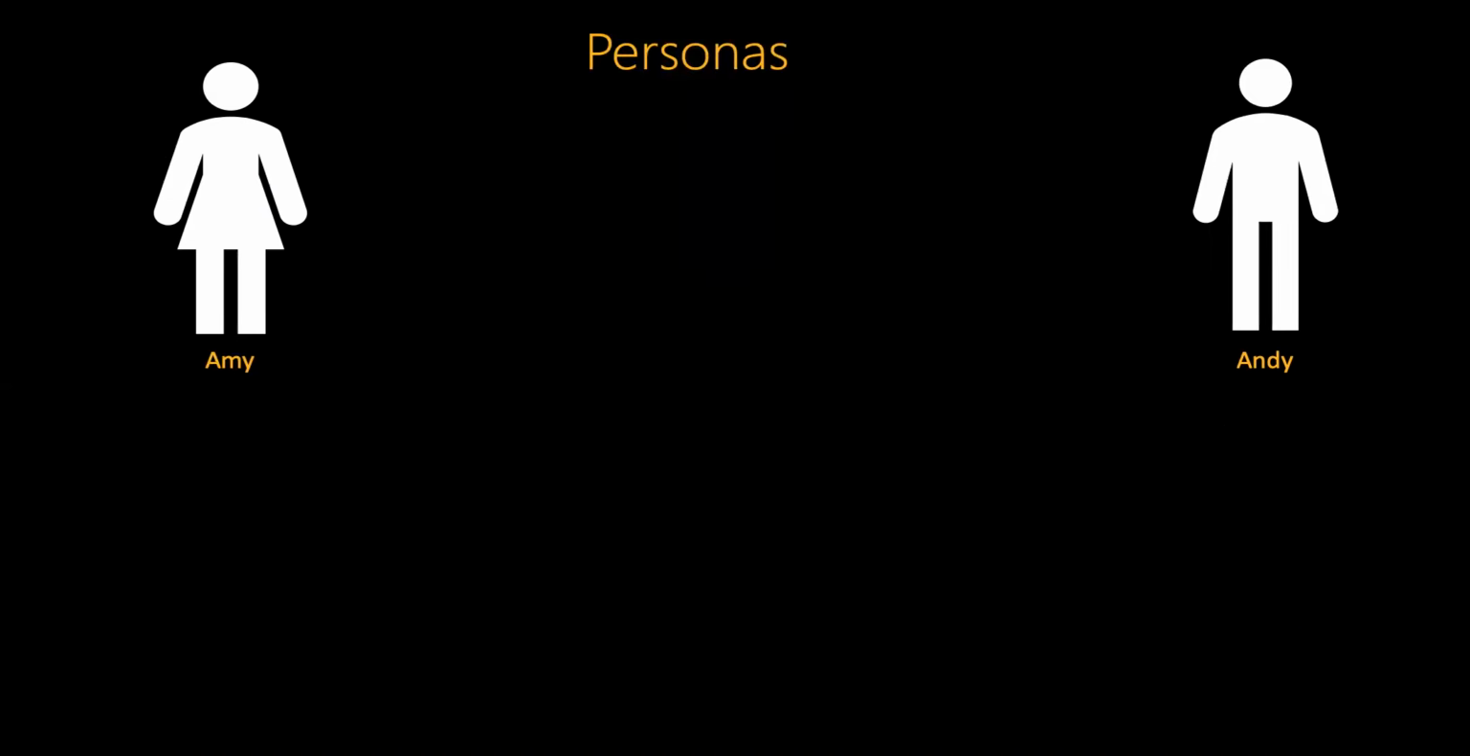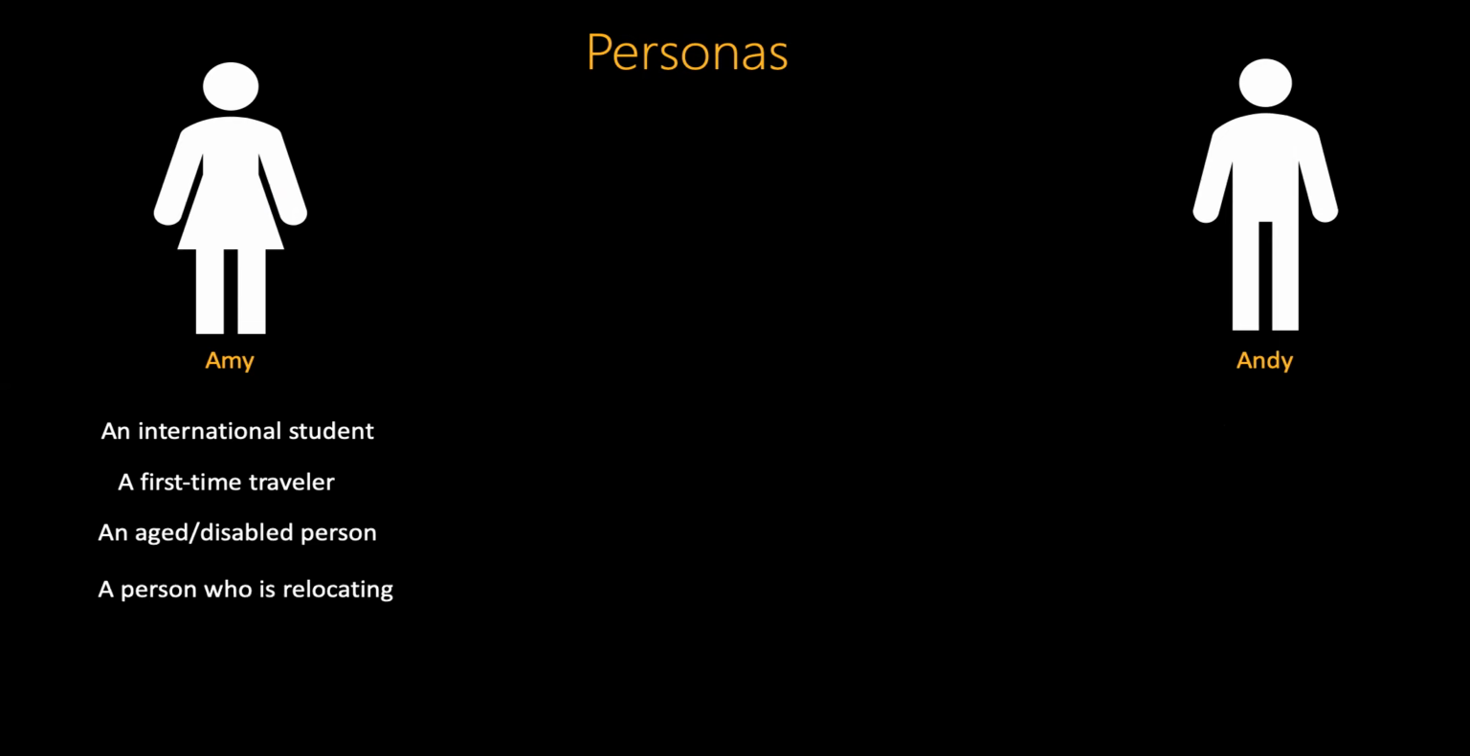So who are my personas? Basically, there are airline travelers. It can be an international student who wants help with more luggage. It can be a first-time traveler who wants a company or somebody. It can be an aged or disabled person who needs a helping hand with their luggage. It can be a person who is relocating and trying to take a lot of stuff.